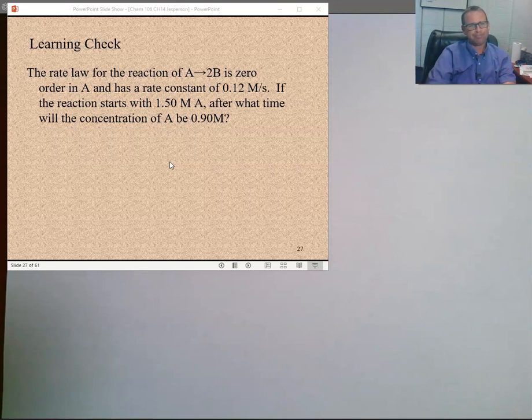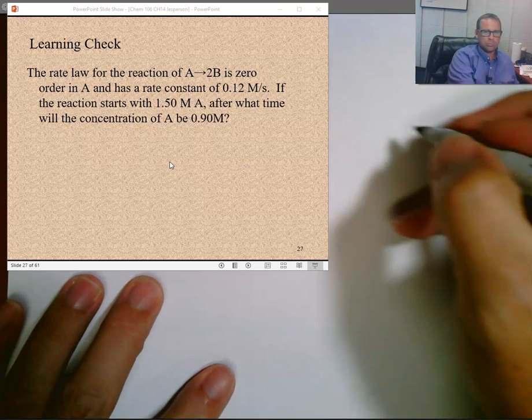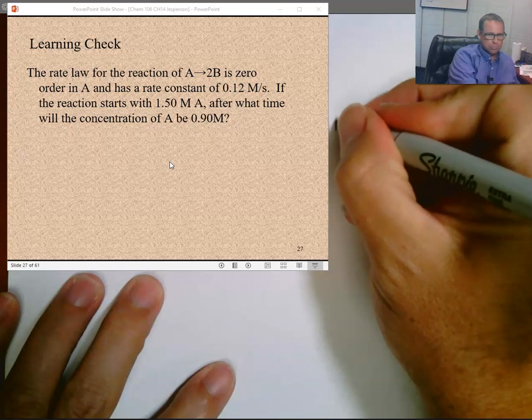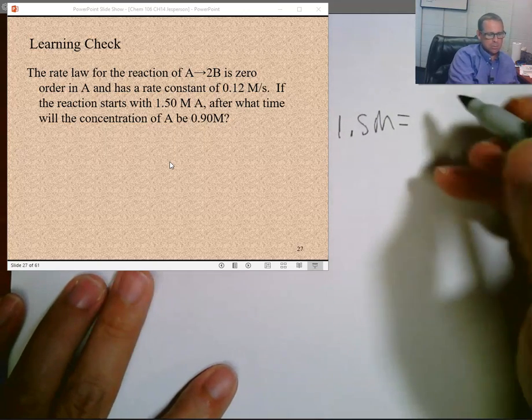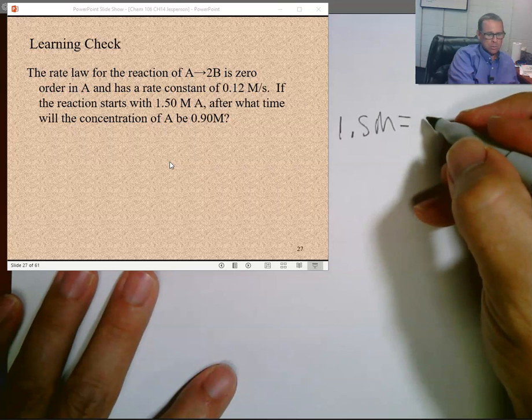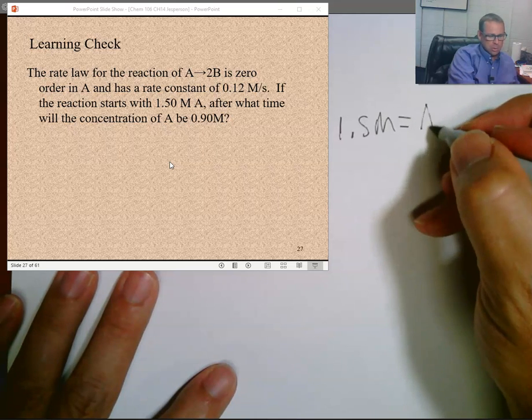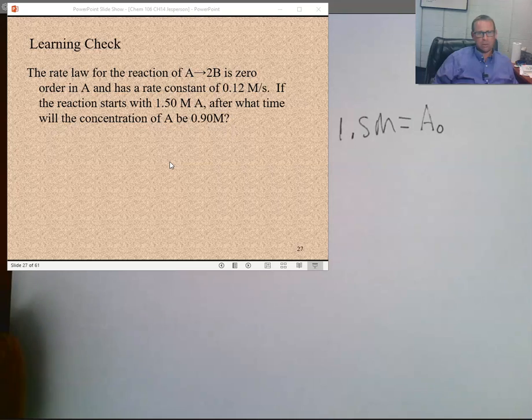What do I want to do here? Okay, so we start with 1.5 molar. 1.5 molar equals what? That is A sub 0, the initial concentration. Okay?